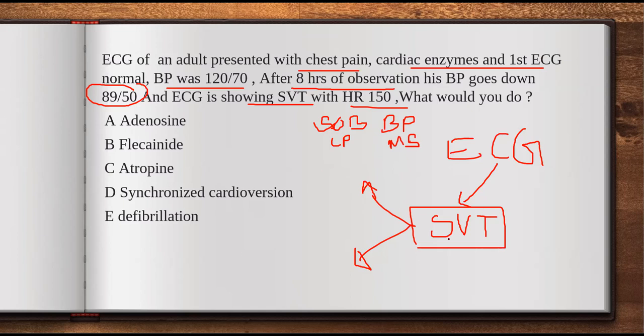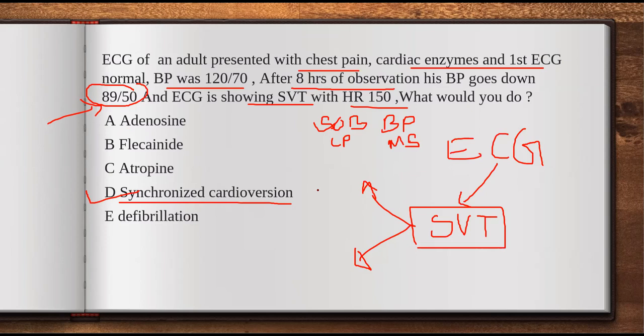Now in this patient, is it stable or unstable? You see the blood pressure is 89 by 50, which means that this patient is not stable. For any unstable patient, we need to go for DC cardioversion. The DC cardioversion, the other name is synchronized cardioversion. So this will be your option to choose here.